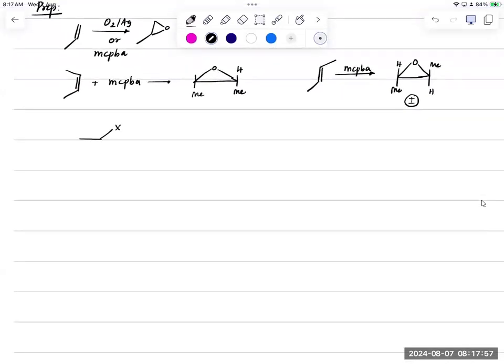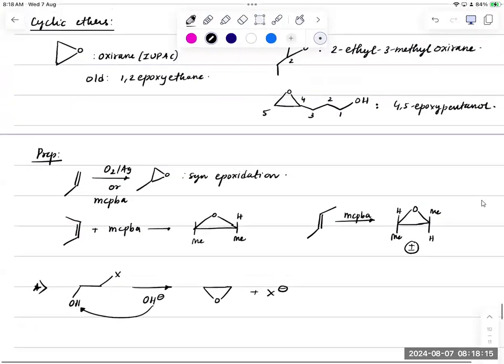Another one is by halogen and OH group present. This one will also give that preparation. In the presence of OH minus, this will take H plus away, and then the alkoxide will get connected and X minus will leave. Okay. This is how we can get epoxide.